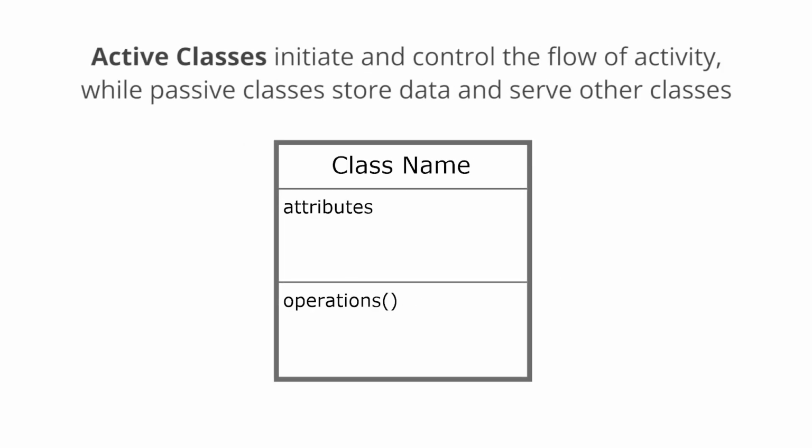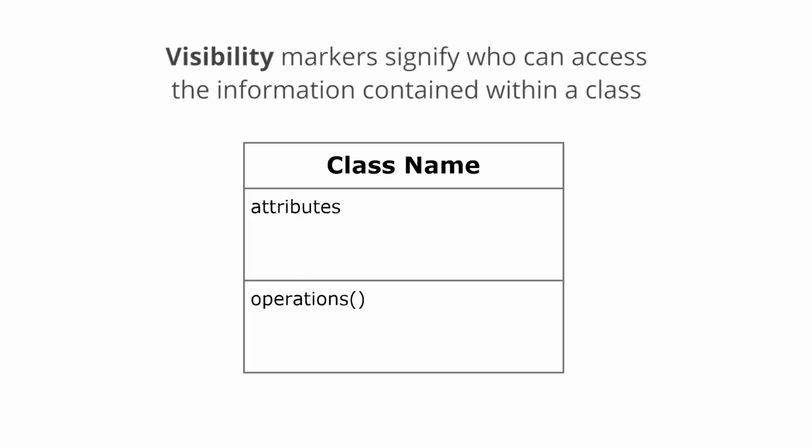Active classes initiate and control the flow of activity, while passive classes store data and serve other classes. Illustrate active classes with a thicker border. Use visibility markers to signify who can access the information contained within a class.